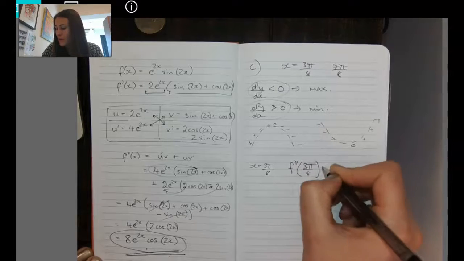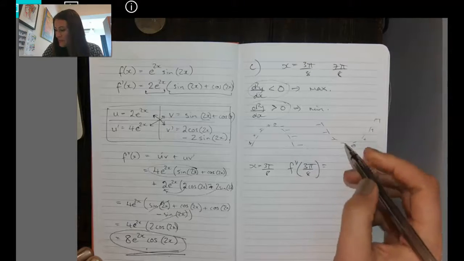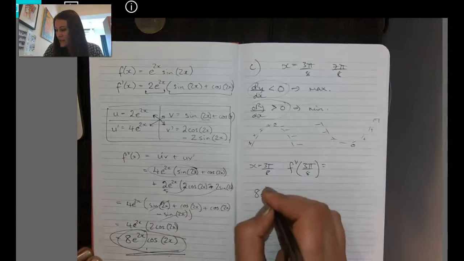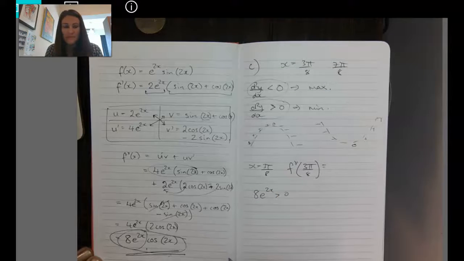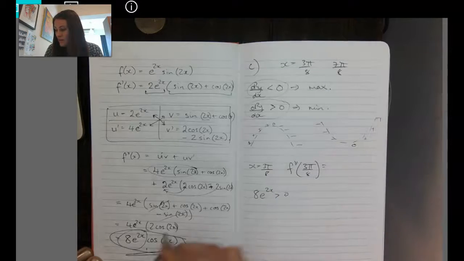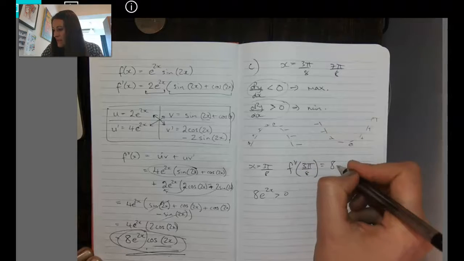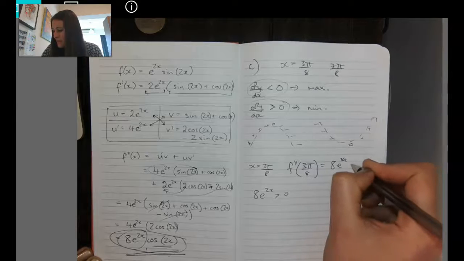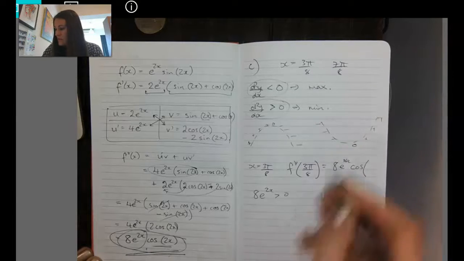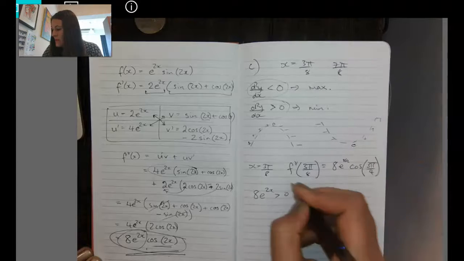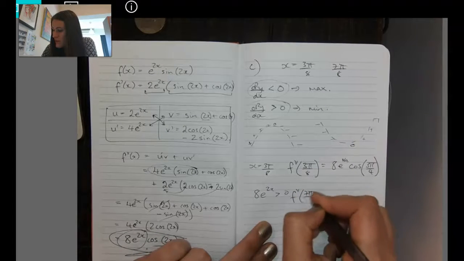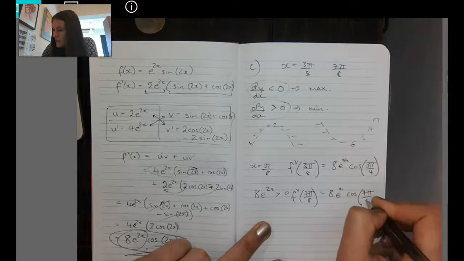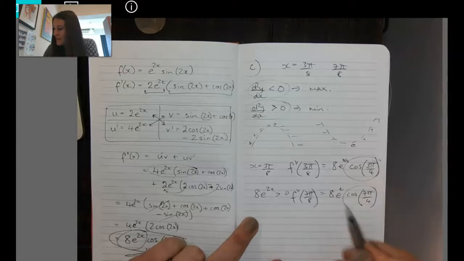f double dashed of 3 pi over 8 is, in some ways we don't really even need to bother with this part, because this bit is always positive. It's only whether the cos part is positive. So I'll write it in anyway. We've got e to the power 2 something. I'm not going to bother with that because I know it's positive. Cos of 3 pi over 4. And then f double dashed of 7 pi over 8 is the same, 8 e to something positive, cos of 7 pi over 4. So I need to now figure out whether this and this are positive and negative.